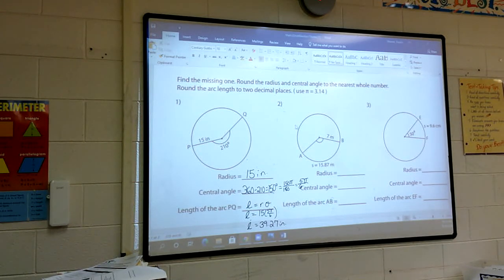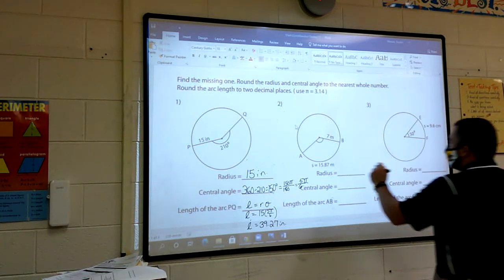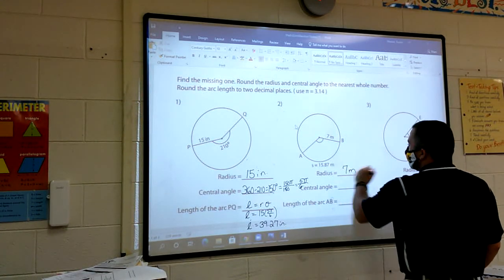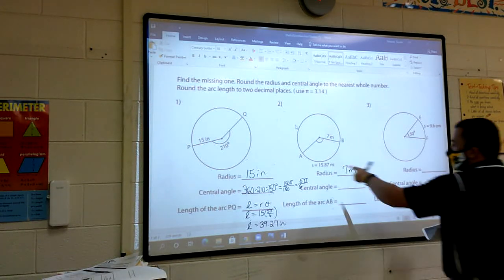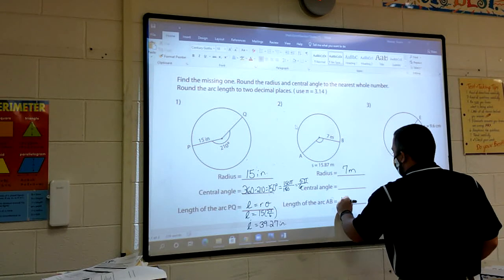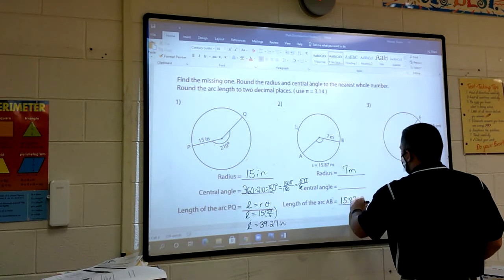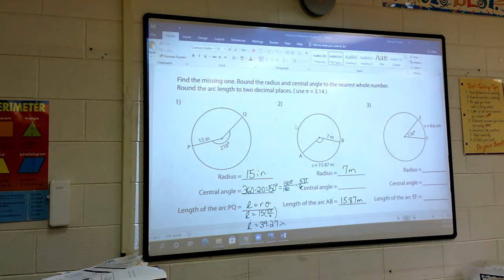Yes. So the radius in number 2, the radius is 7. It's given to us, 7 meters. And the central angle is not given to us, okay? But we'll be able to get it. And then the arc length is already given to us. So the arc length is 15.87 meters. Okay? So the only thing that we don't have is that angle.